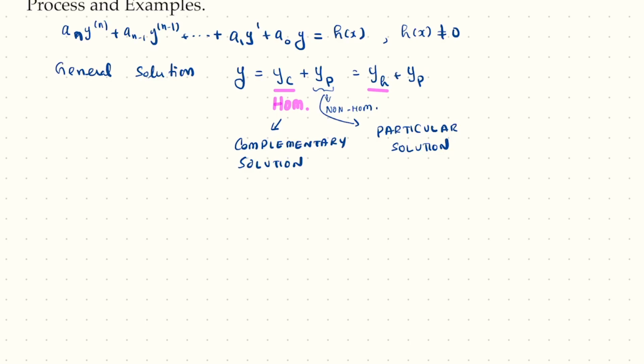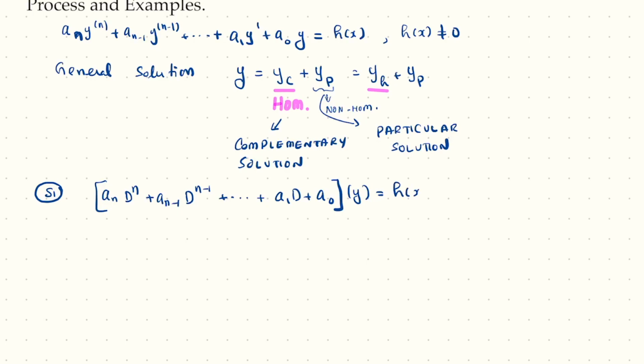Before we do that, I'm going to show you a couple of things. I wanted to rewrite a few things so that it's easier for you. Step number one is to write down this differential equation in operator form. So you're going to have the operator a_n D^n plus a_(n-1) D^(n-1) and so on, plus a_1 D plus a_0, applied to y, equal to h of x, right?